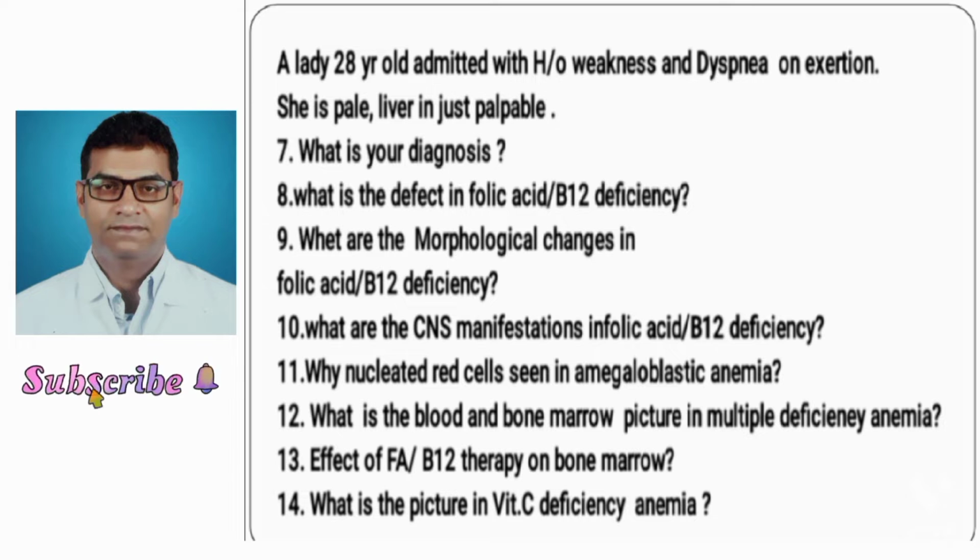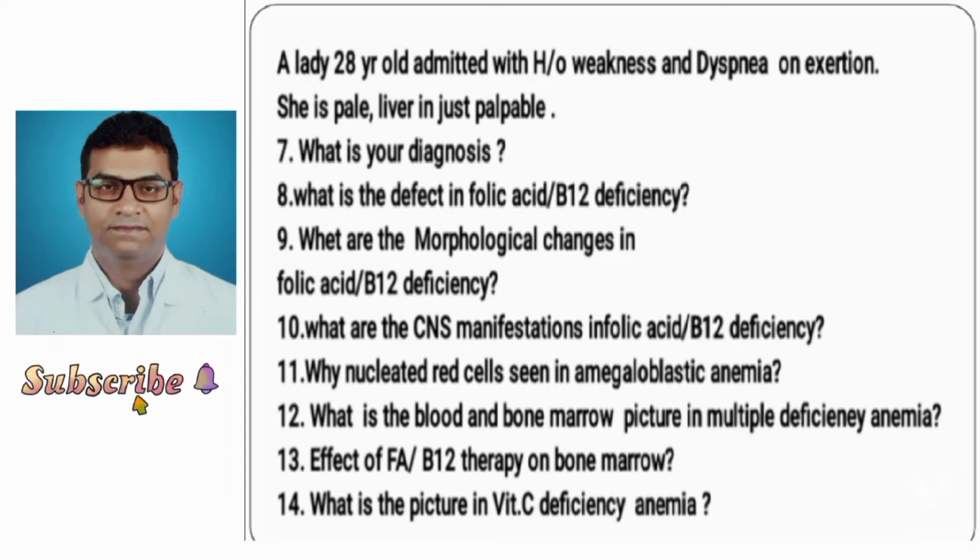Why are nucleated red cells seen in megaloblastic anemia? The nucleated red blood cells are released from the extramedullary hemopoiesis in liver and spleen. As a result, the nucleated red cells are observed in megaloblastic anemia.